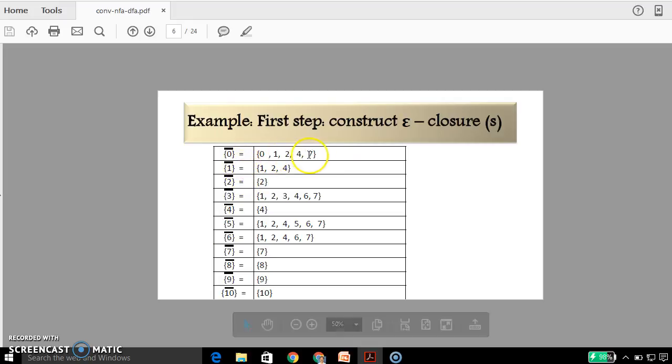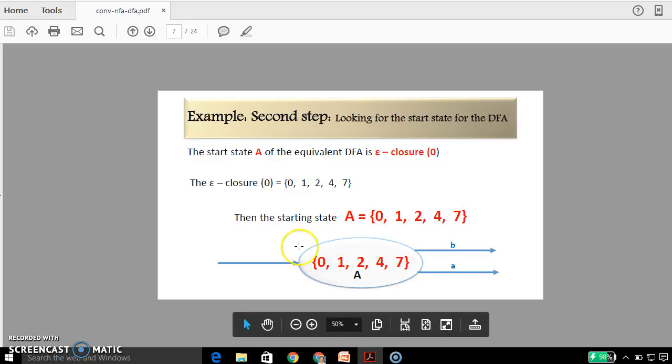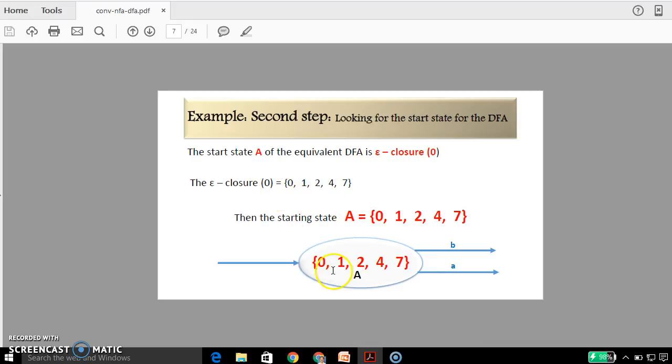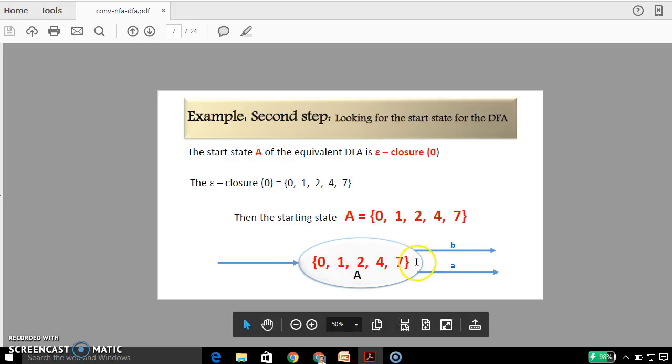On 0: 0, 1, 2, 4, 7. By default every state itself is considered as an epsilon transition, that is why 0 is also included. For 1, it is 1 to 4. For 2, it is 2. For 3, it is 1, 2, 3, 4, 6, 7. For 4, it is 4. For 5, it is 1, 2, 4, 5, 6, 7. For 6, it is 1, 2, 4, 6, 7. In the same way, for the given state 0, it is 0, 1, 2, 4, 7.